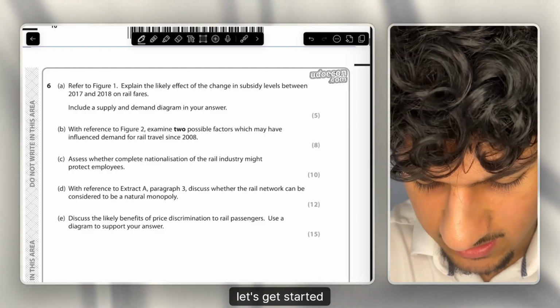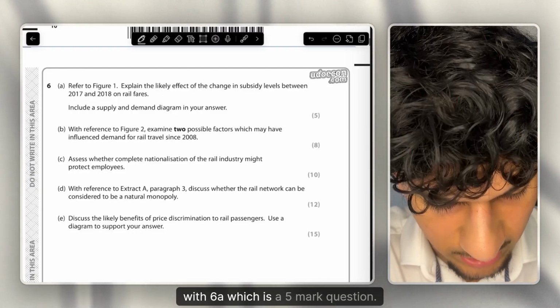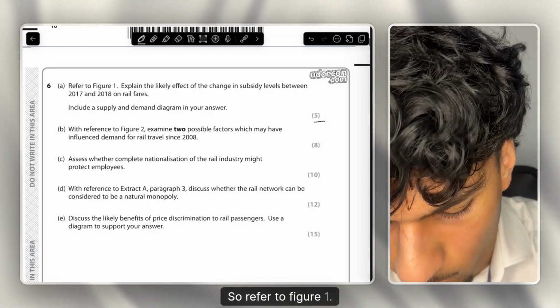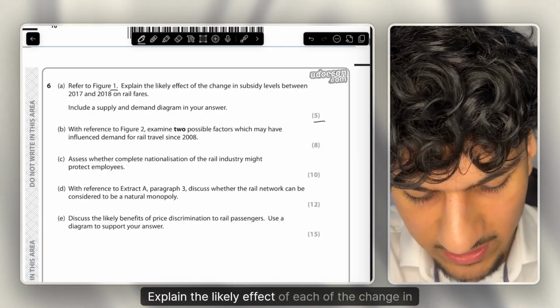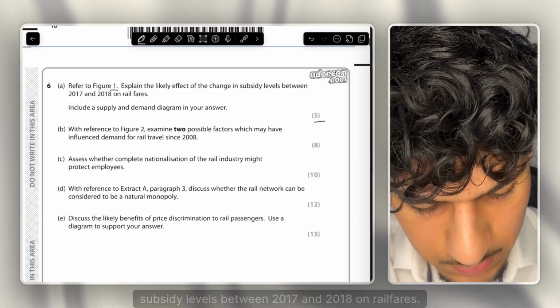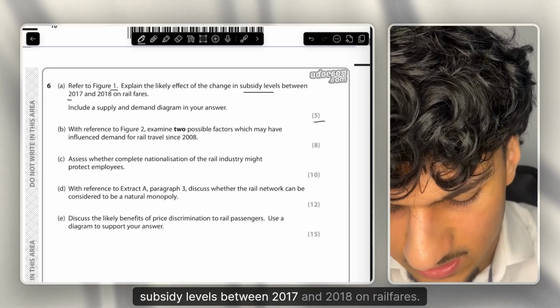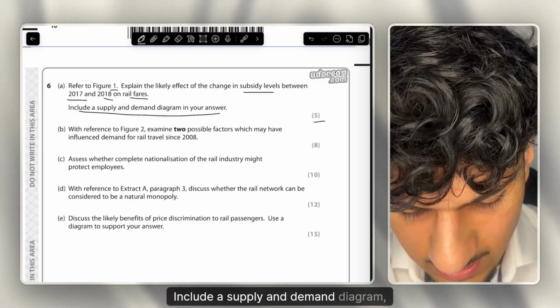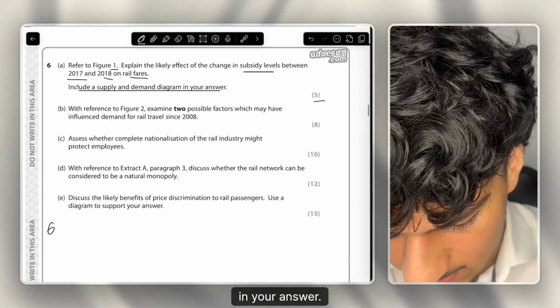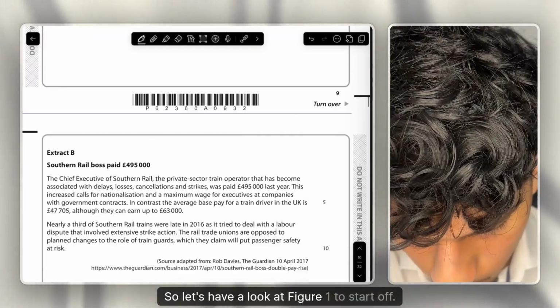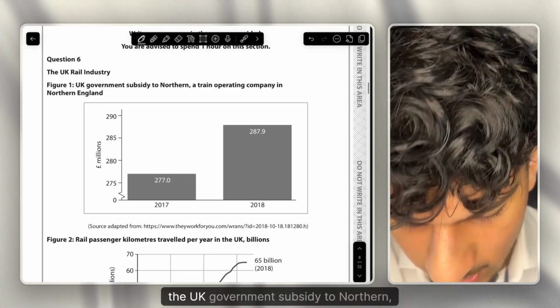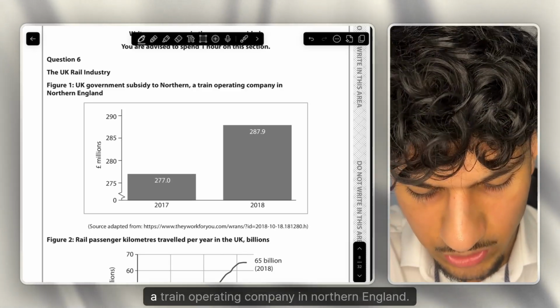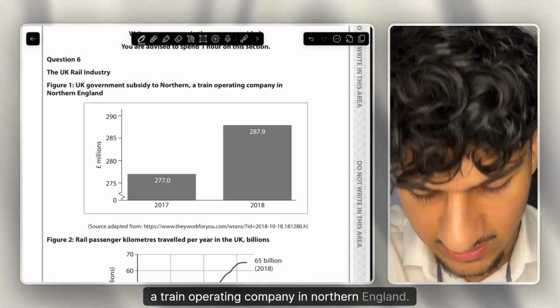But anyway, let's get started with 6A, which is a 5-mark question. Refer to Figure 1, explain the likely effect of the change in subsidy levels between 2017 and 2018 on rail fares. Include a supply and demand diagram in your answer. So let's have a look at Figure 1 to start off. Figure 1: the UK government subsidy to Northern, a train operating company in Northern England.